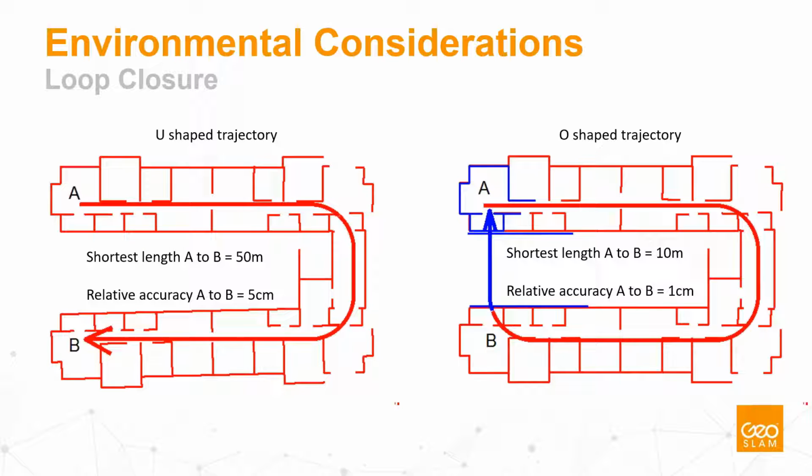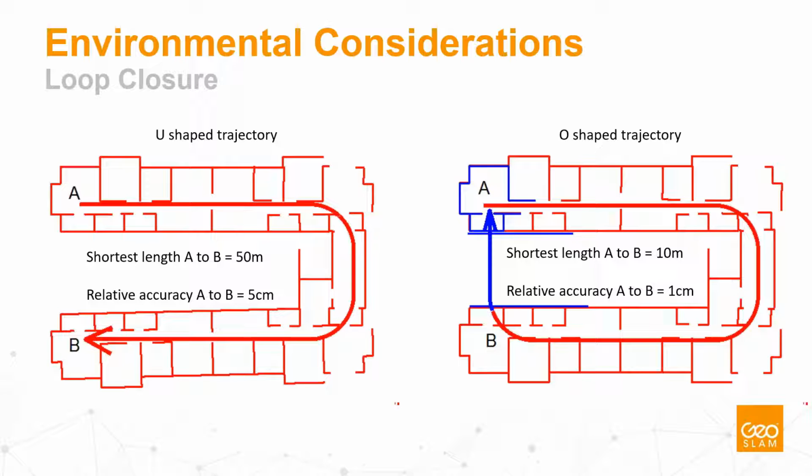However, this might not often be the case, as in the first picture where you have a U-shaped trajectory. If you're really just walking from A to B and back the same way, just repeating a linear capture, your accuracy is not going to be the best that you could get out of the system.